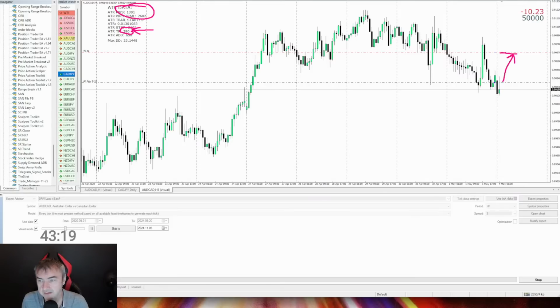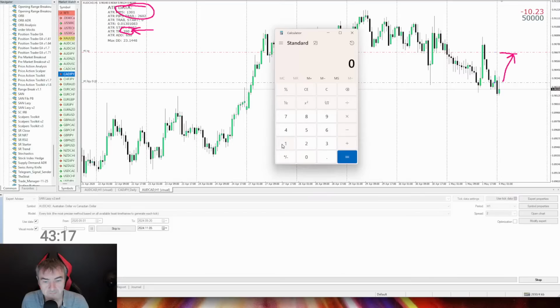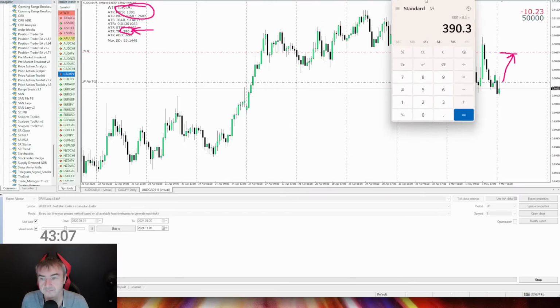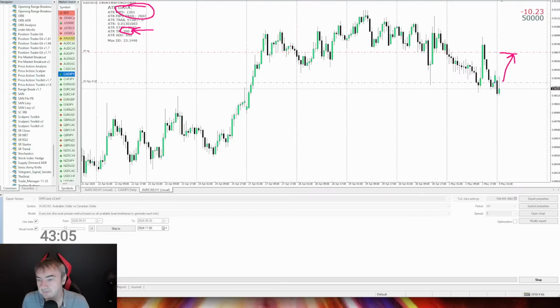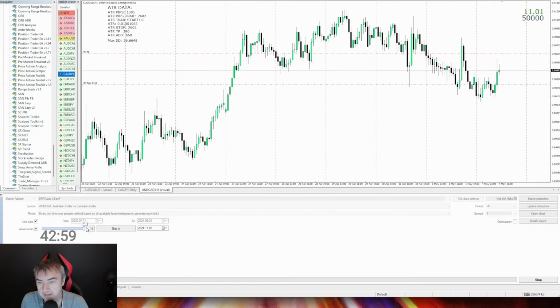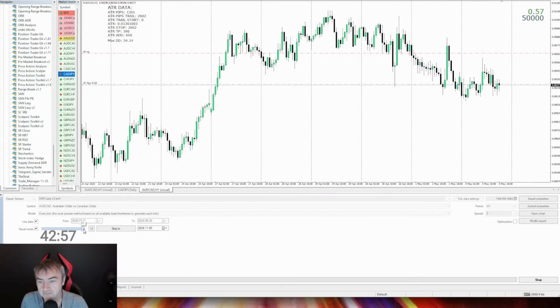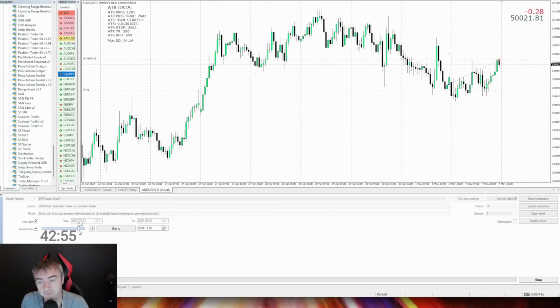If we get the calculator out, 1301 is ADR times 30% equals 390. So there's your ADR target, 39 pips in this case. What it'll do now is take a trade long. And if we don't hit the target that day, which we did, if we do hit the target, obviously it then does the same thing again.